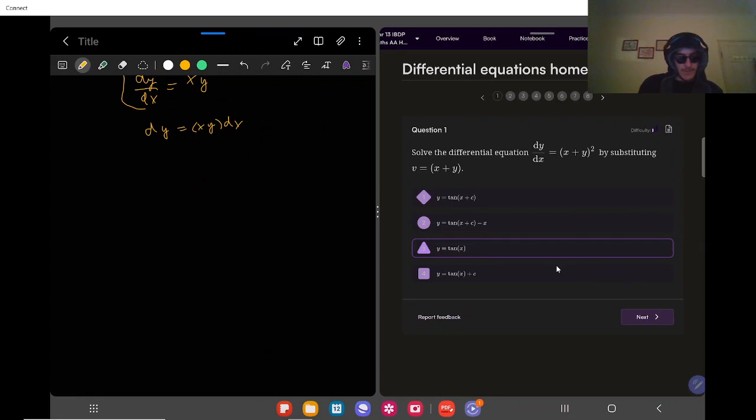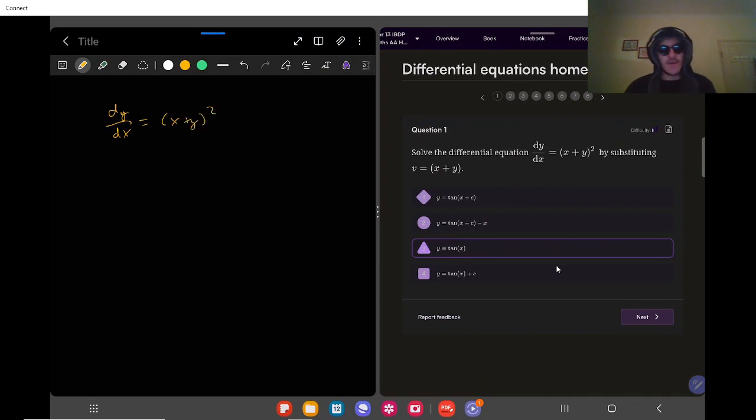The problem is, let's say I want to do this for dy by dx equals (x plus y) squared. Unfortunately, the x and y are not separable, and the way you'd do this directly is really dodgy. So we've got to use a substitution, and then you'll see that nice things happen, I think.